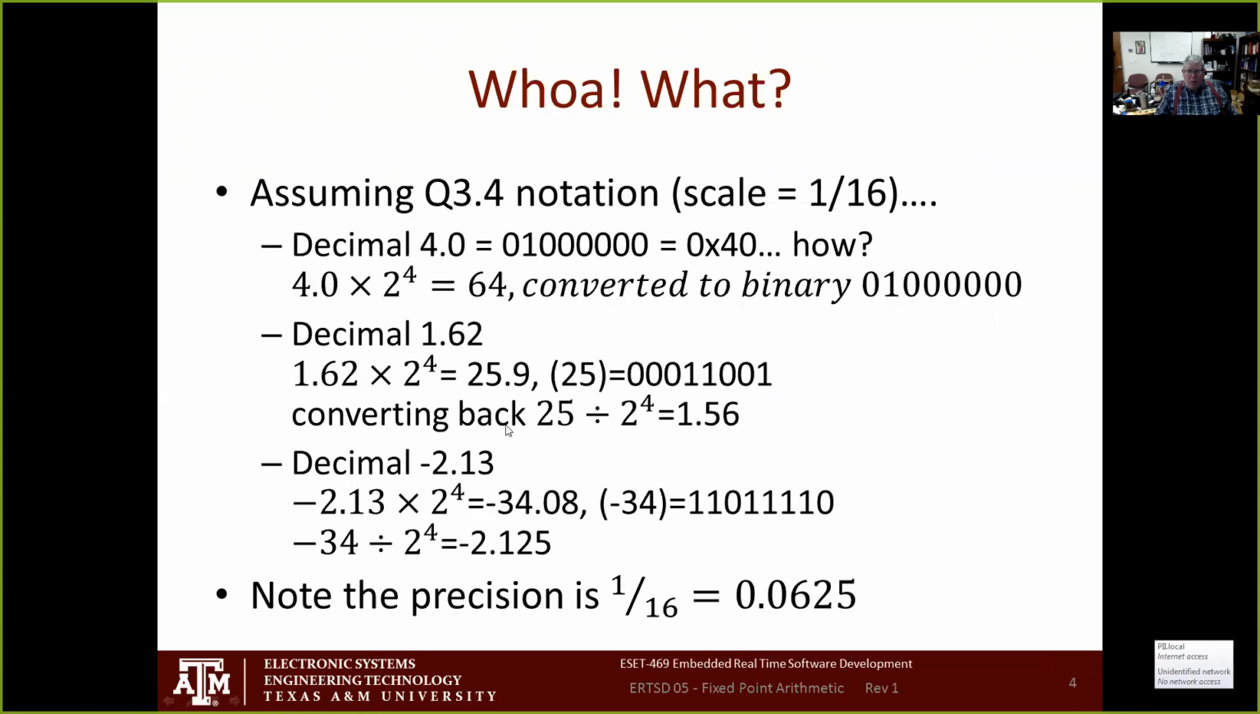Now when we convert it backwards, okay, so now we're going to turn it back into a decimal value, see what that decimal value is. It's 1.56. So what I wanted to show you there is that it is this 1/16th, that's our precision, and that also sets our accuracy. So when I convert 1.62 to fixed point, I'm actually losing some resolution. Okay, so 1.62, if I were to convert that back from that value, I get 1.56.